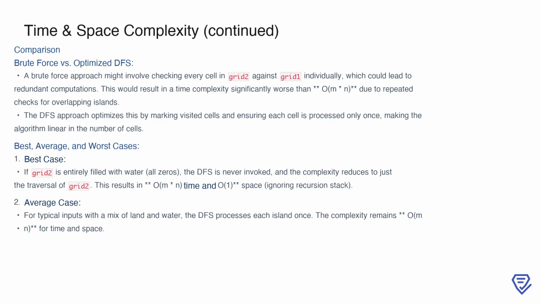Now, considering different scenarios, in the best case where grid 2 contains only water, meaning all cells are zeros, the DFS is never invoked. Here, the complexity simplifies to just the traversal of grid 2, resulting in m*n time and O(1) space, excluding the recursion stack. For average cases, where there's a mix of land and water, the DFS processes each island exactly once, and the complexity remains m*n for both time and space.